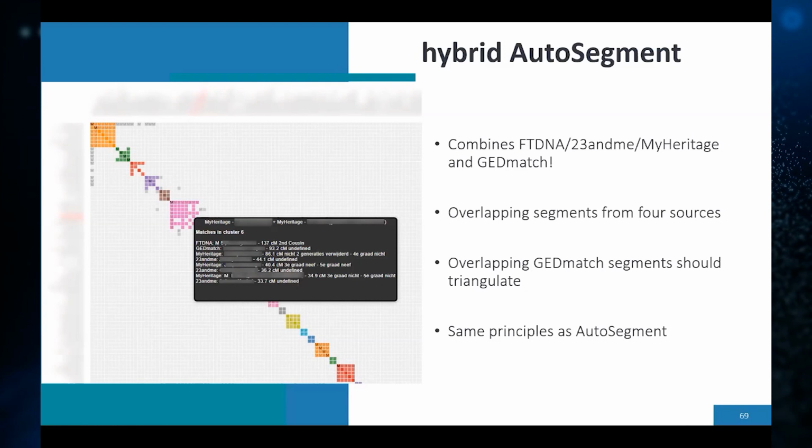Of course, we have GEDmatch data in there. So if there are GEDmatch segments that are overlapping, they should triangulate. So that's an additional check for the GEDmatch data. And the principles are all the same as AutoSegment. So it's basically the same story that I told you before for AutoSegment, which is now also valid for Hybrid AutoSegment, with a small difference, because there is something with the FamilyTreeDNA data.